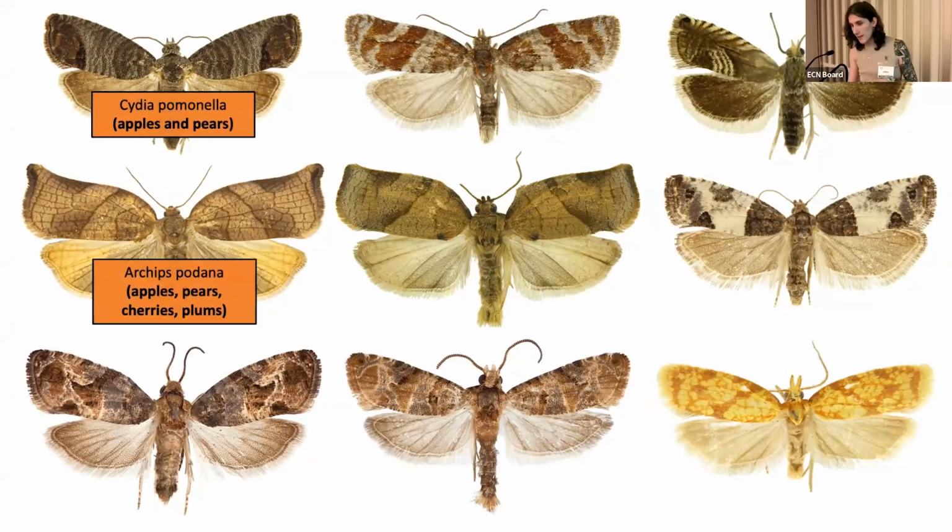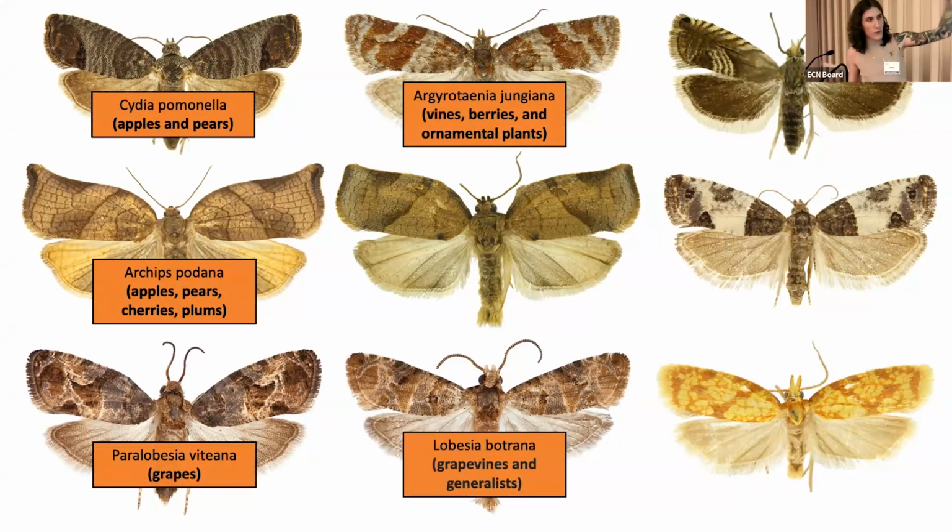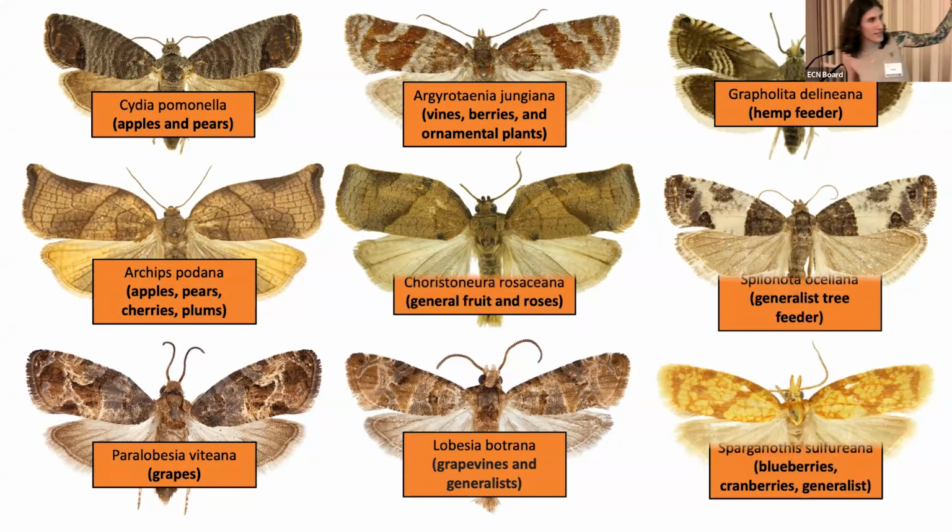They feed on all kinds of different things, right? We have some apple and pear feeders, cherries, plums. We have grapevine and general vine feeders, ornamental plant feeders, right? People really care about their gardens and whatnot, and these will attack those as well. That's Grapholita delineana, a hemp feeder. You can all imagine why we might care about that one. We have some general fruit and rose feeders.